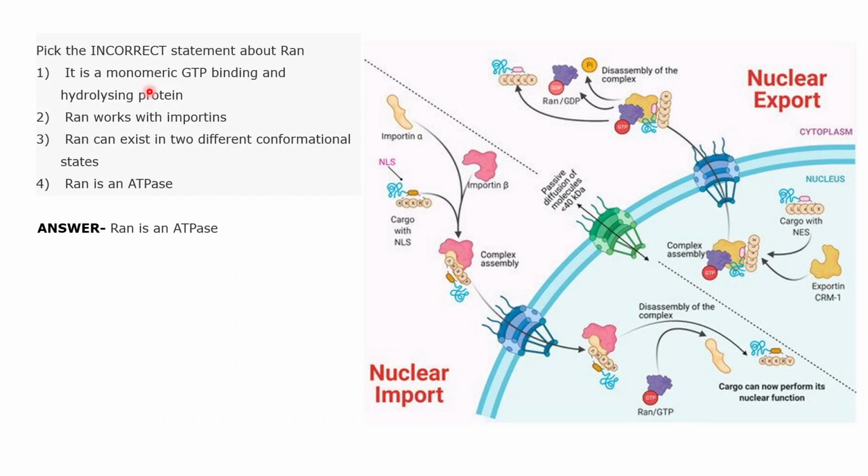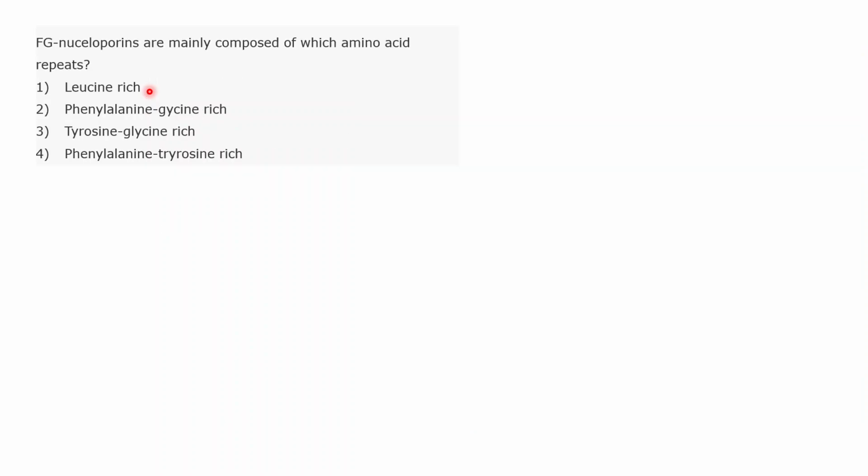Okay, so I hope it's clear. So I will just move on to the next question then. The FG nuclear porins are mainly composed of which amino acid repeat?